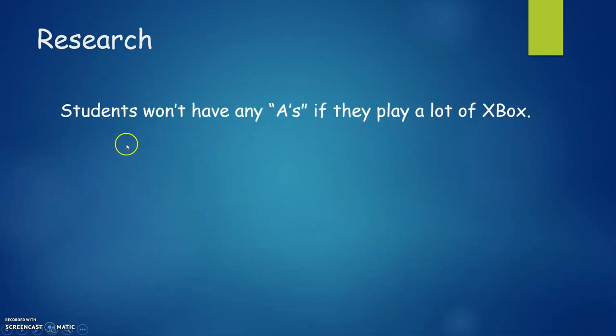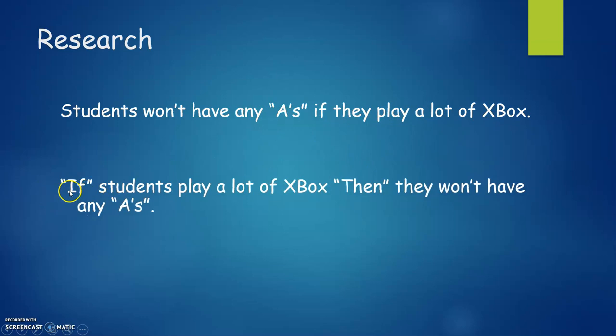Here's a sentence. Students won't have any A's if they play a lot of Xbox. Let's flip it. If students play a lot of Xbox, then they won't have any A's. There's the word if. So your independent variable would be playing a lot of Xbox.